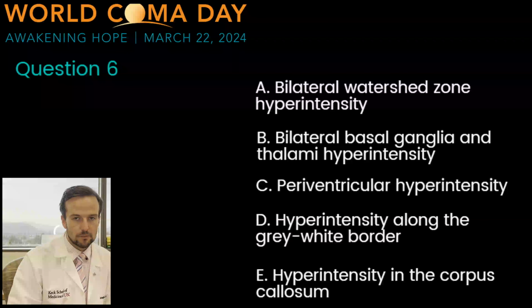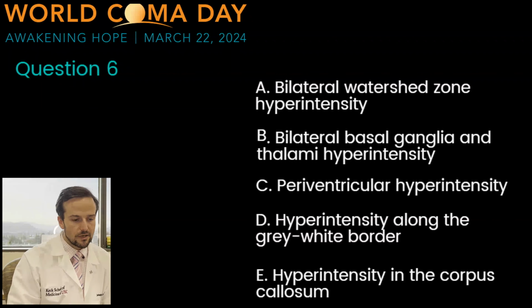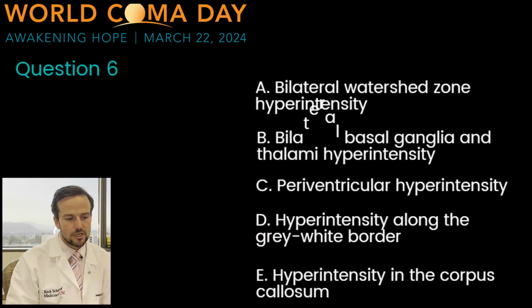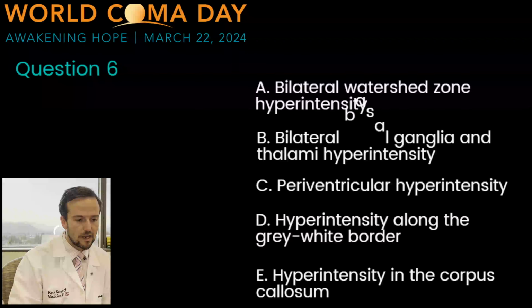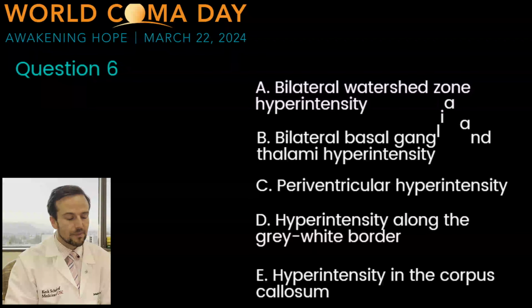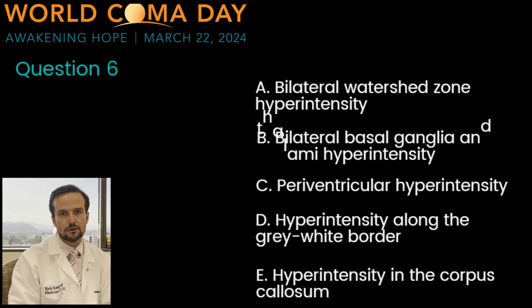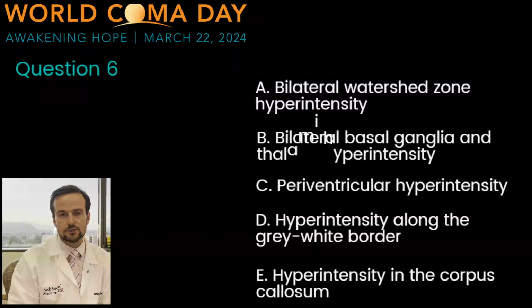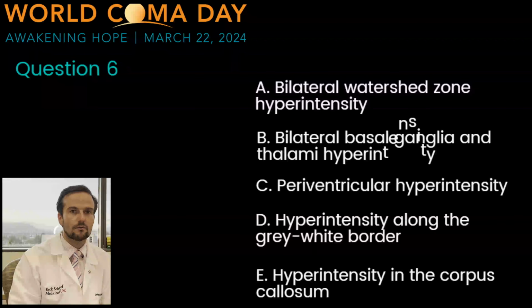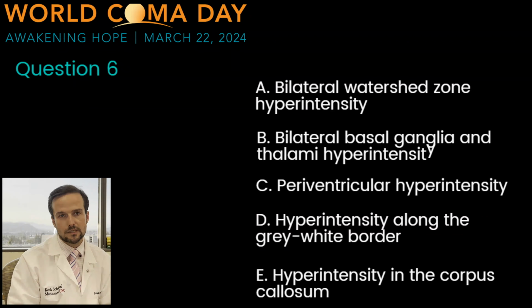So the answer here is usually diffusion restriction in the bilateral basal ganglia and thalamus. The reason is that these are gray matter structures, and gray matter structures tend to be more metabolically active and therefore tend to be more affected when you have global anoxic injury or hypoperfusive injury. All of the other answer choices involve white matter or gray-white borders.